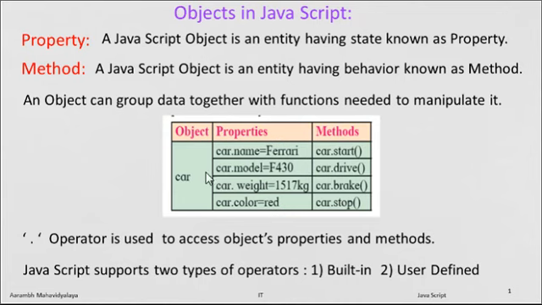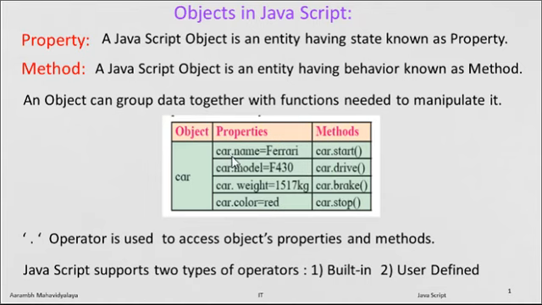For example, here the object is a car. Car is a non-living thing and car is used here as an object. Car has various properties such as name, model, weight and color. Now these properties have specific values: name is Ferrari, model is F430, weight is 1517 kg and color is red. These are the properties of the object car and these are the values of these properties.